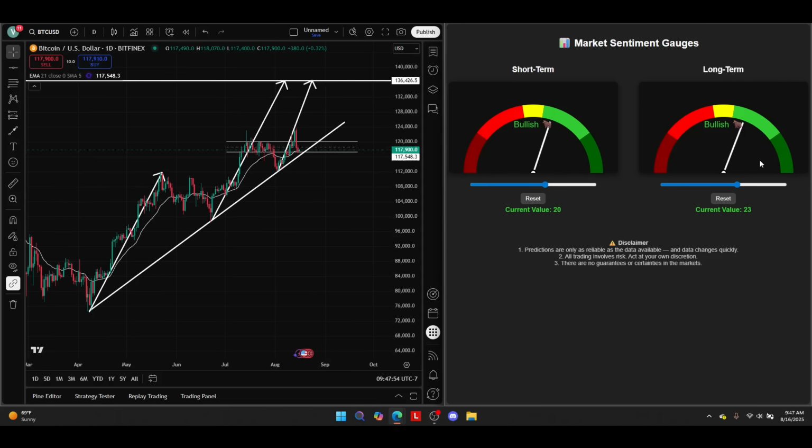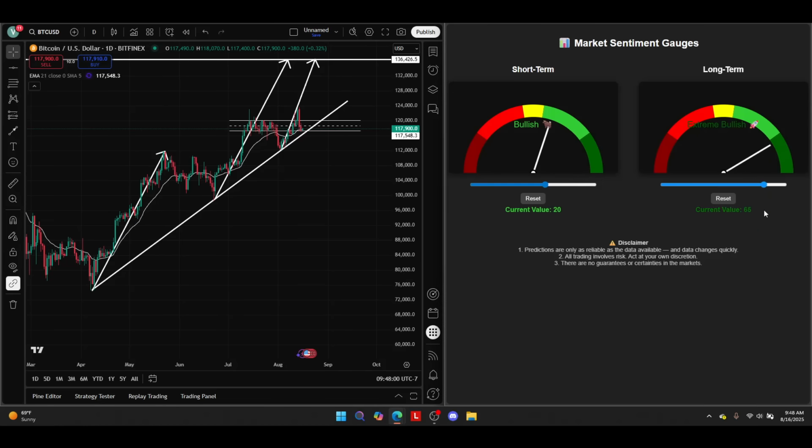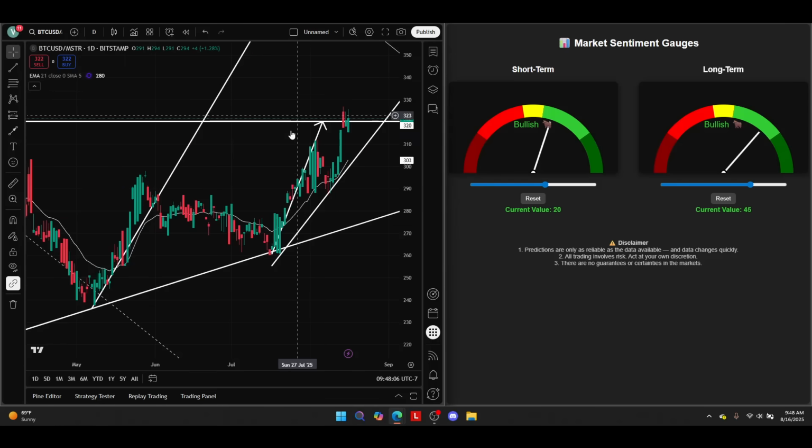And then long term is obviously still bullish as well. I'd say it's pretty far in the bullish category. Not extremely bullish. We haven't seen exponential moves, but it's in the bullish camp. So short term and long term looking pretty good still.